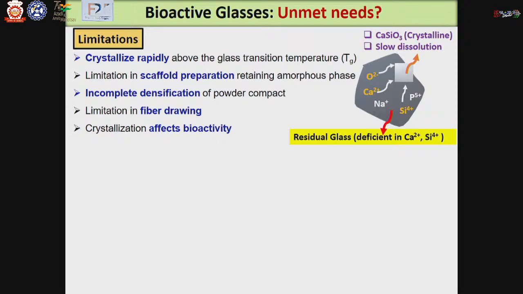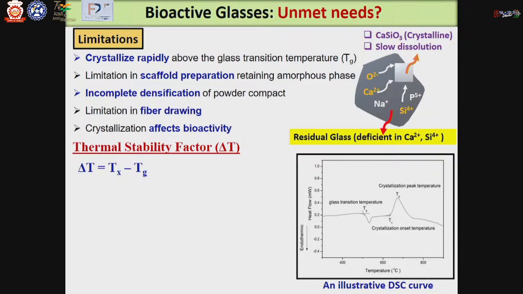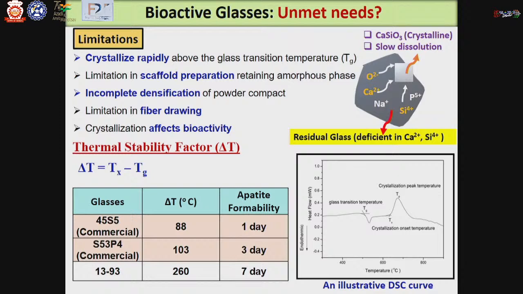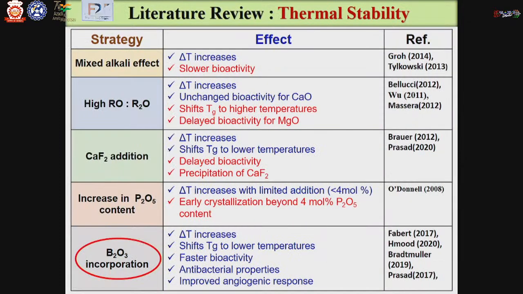Now this is a factor which determines the thermal stability of the glasses, or the crystallization tendency of the glasses. If this Tx minus Tg difference is larger, then we have more freedom to work with these glasses at higher temperatures. These are some common glasses, 45S5 and S53P4. These are commercial compositions, and their delta T value is very low, 88 or 103 degrees, and they have a crystallization tendency. On this we have done an extensive literature survey, and we have seen that B2O3 incorporation is an effective strategy to improve thermal stability while maintaining fast bioactivity.